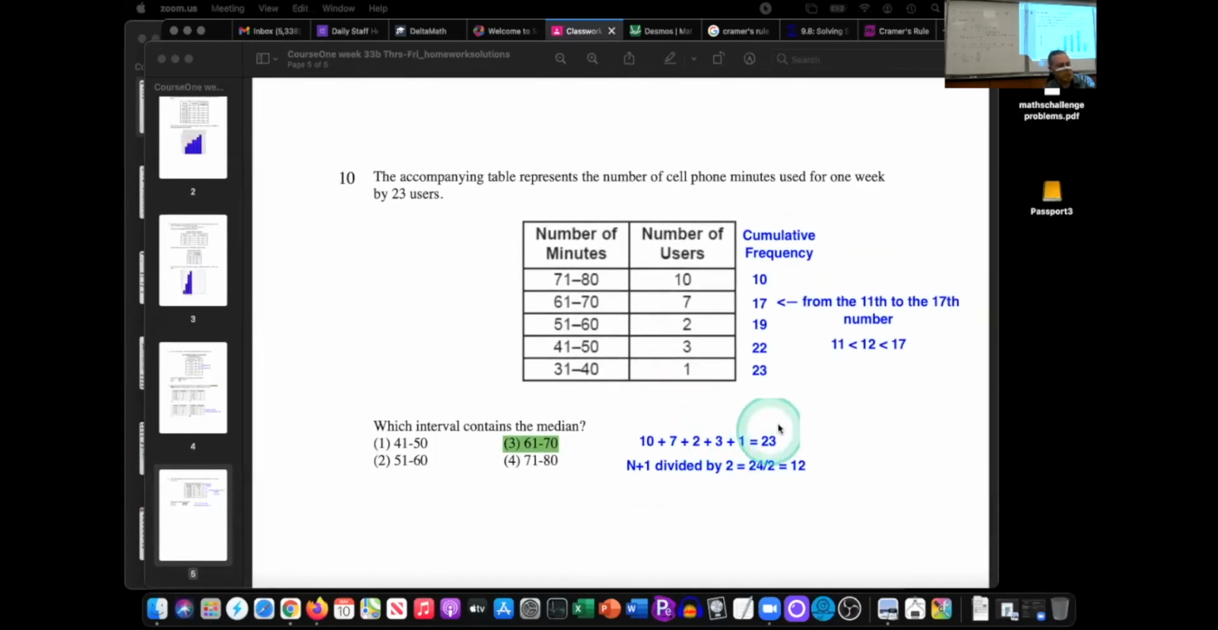Okay, now when you find the position of the median, you basically should do the cumulative frequency so you can tell where you need to look. So if you add all the frequencies, you get the total amount of users represented in this data. And then when you do the n plus 1 divided by 2, that becomes 24 divided by 2, which is 12. So we got to find the 12th number. Okay, and notice once you go into the second group, that's going to be from the 11th to the 17th number. And so the 12th number would be in the second group because 12 is in between 11 and 17.